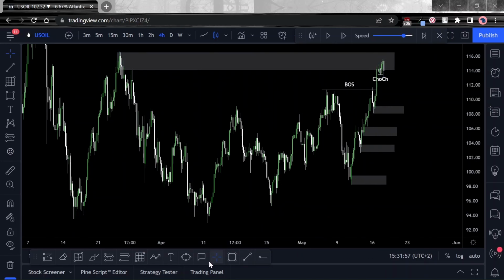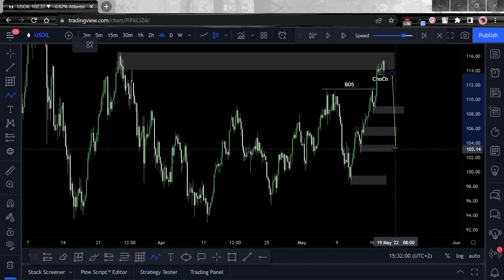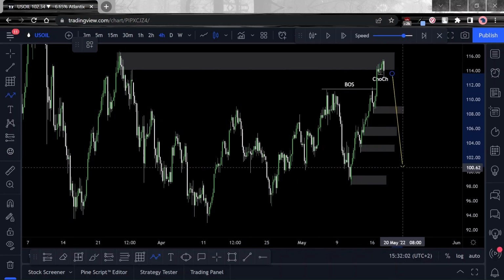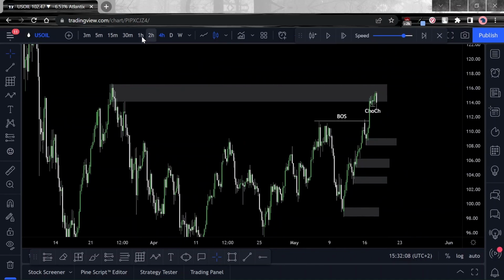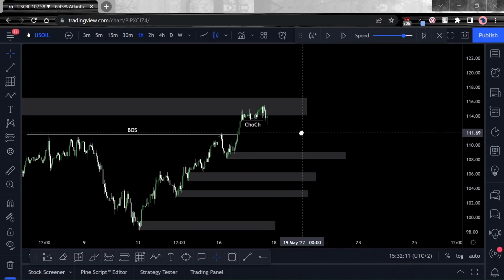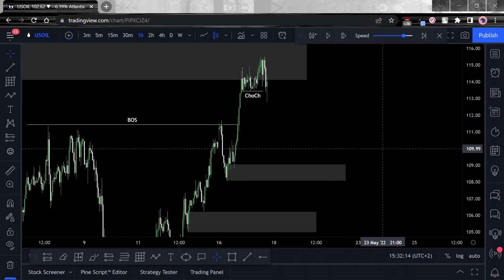This is probably a zone from which we can see a reaction that will form the retracement. Then one of our POIs at some point is going to be respected for the continuation move upwards. All right, so what are we trying to do? We're trying to catch a sell entry before we take the buy, because we're selling to buy.